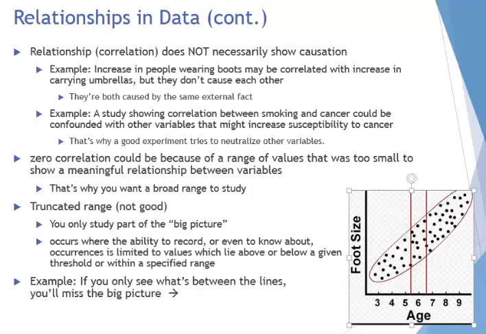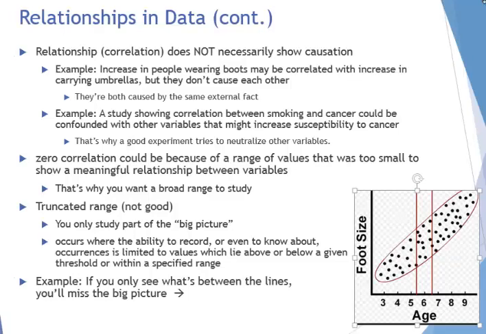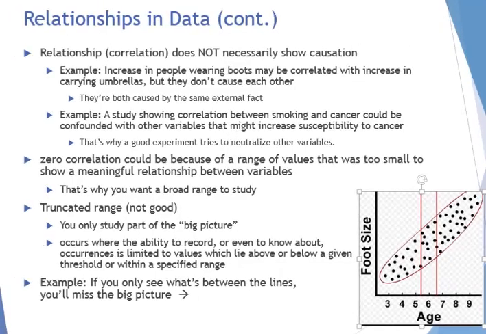Well, the reason why there's no correlation is because I'm looking at it from too narrow a range. When I look at the whole thing, which is over here, I can clearly see a trend, but when I look at just what's in between over here, I took too small a snapshot, and I may conclude that there's no correlation when there really is correlation. I'm just not looking at the range very well. In other words, I'll miss the big picture if I only look at what's in between the lines and not the whole picture. So that's why a truncated range, which is a small range, is not good. You want to try to study things in as broad a range as possible.